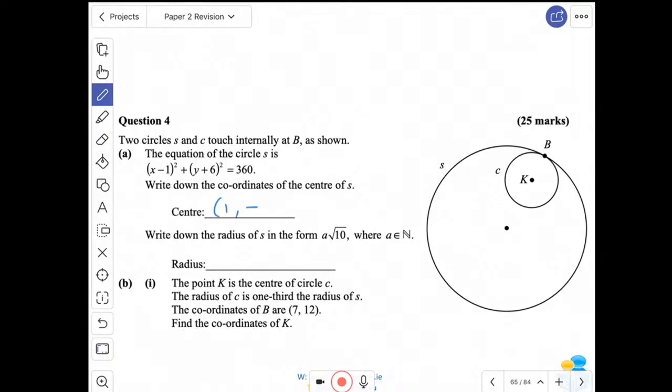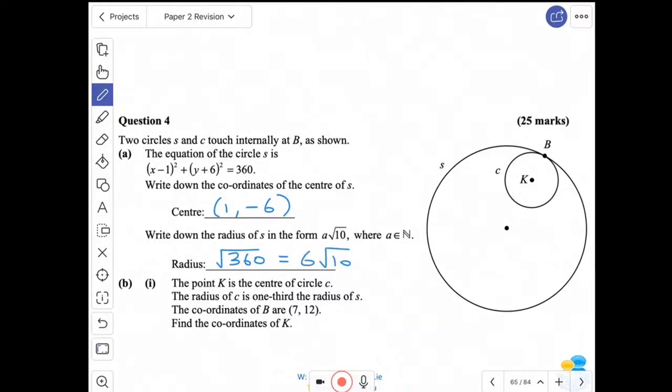And then you want to work out the radius. So it's going to be the square root of 360. And again, the reason why we're rooting it is because it's not to the power of 2. So remember, it's r squared. So the square root of 360 is 6 root 10. And I'm not going to do the next part of that question because it's not relevant to what we're looking at now.